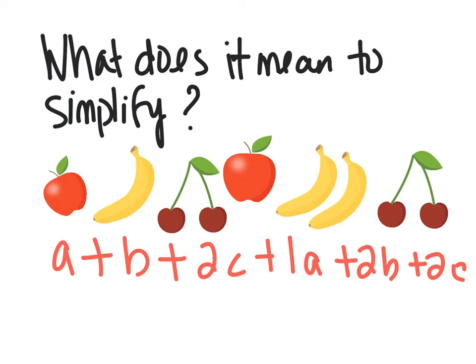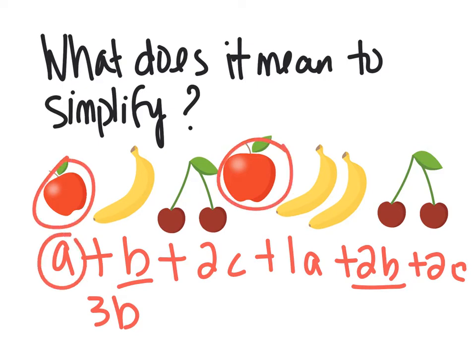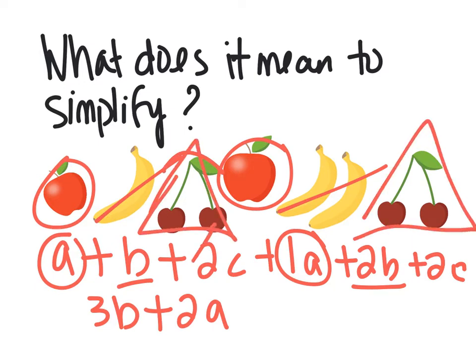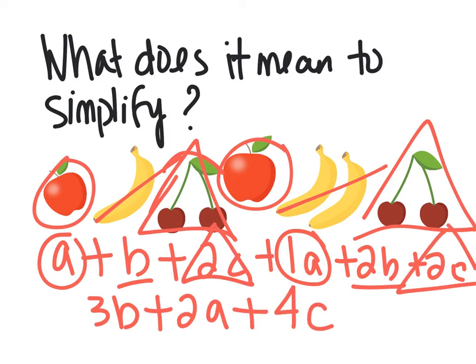We would say there are, how many bananas here? There are 3 bananas. We would say there are 2 apples, right? We've got 2 apples here, 1, 2. We've already done the 3 bananas. And then we would say we have, let's do triangles around these guys here, 4 cherries, right? 1, 2, 3, 4 cherries. So that's what it means to simplify. We've got a whole bunch of things and we're just going to combine them into one nice spot here.